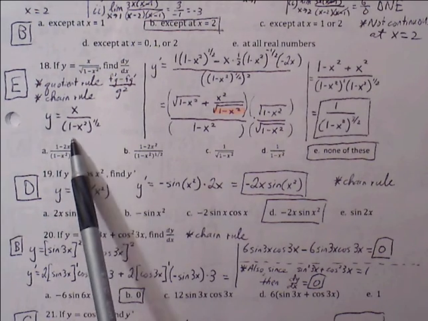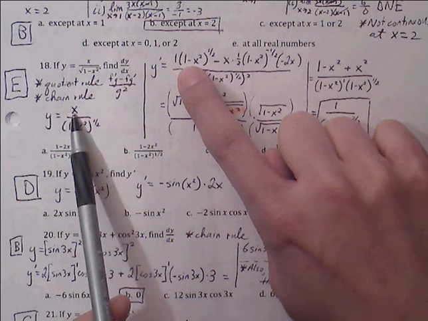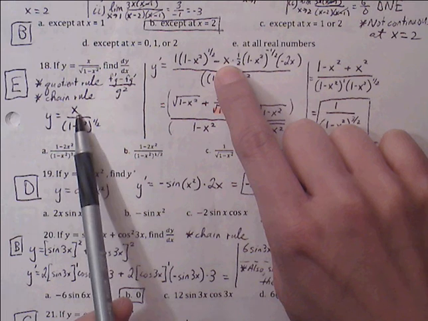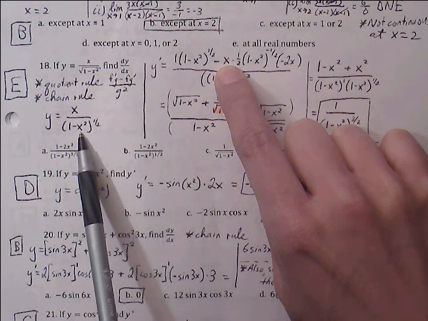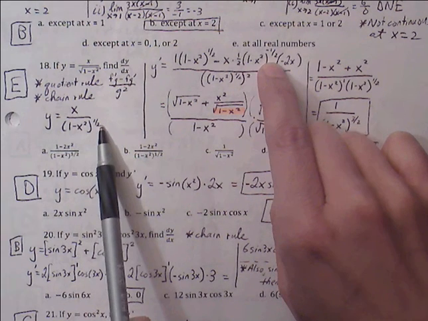So go through quotient rule. F prime g minus f g prime. So f prime, x becomes 1, f prime times g minus f, that's x. G prime requires us to go through chain rule, bring down the 1/2, keep the parentheses, subtract 1 from the exponent.